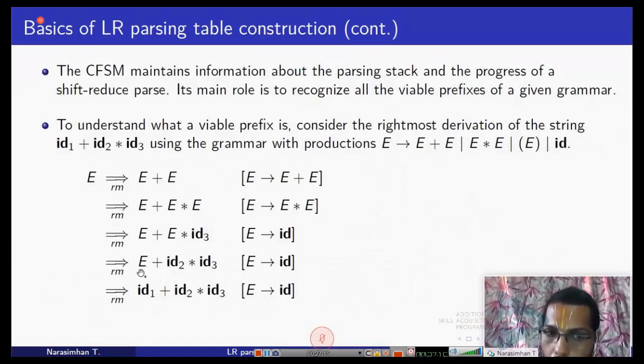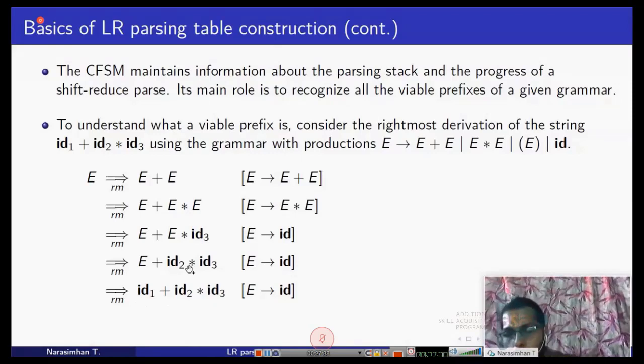This particular E was replaced by ID1. That means from the last step, to move to the second last step, you need to reduce ID1 to E. Similarly, to move from the second last step to the third last step, you need to reduce ID2 to E. So in this way, you can move upwards and you can find handles like this.